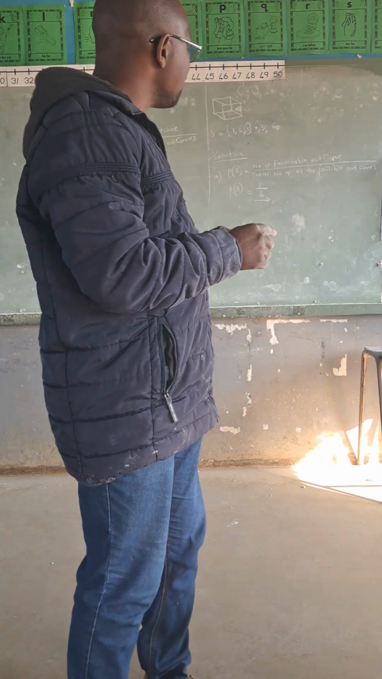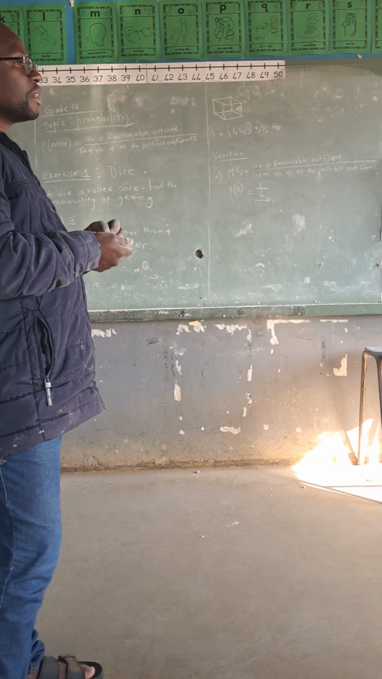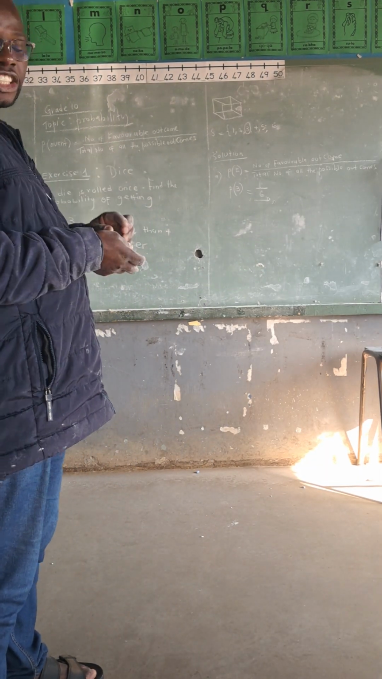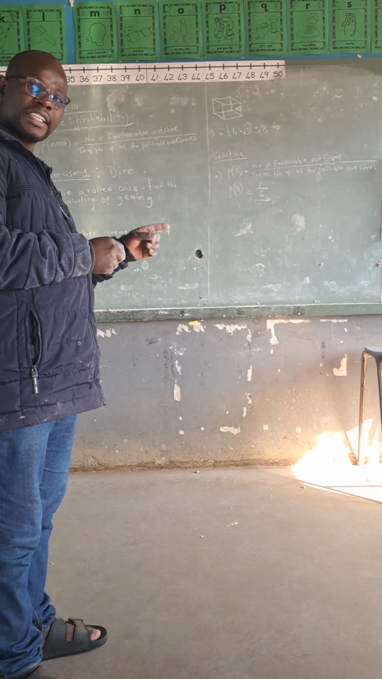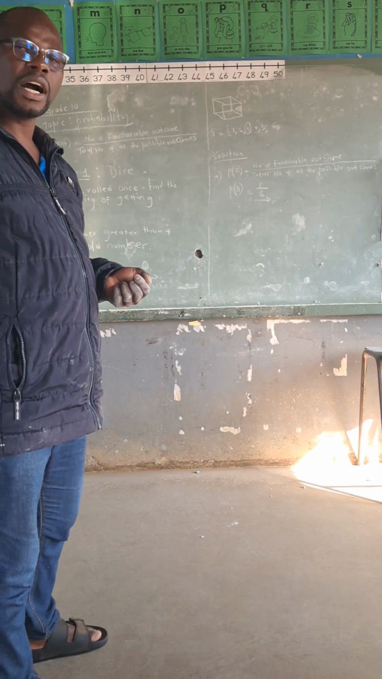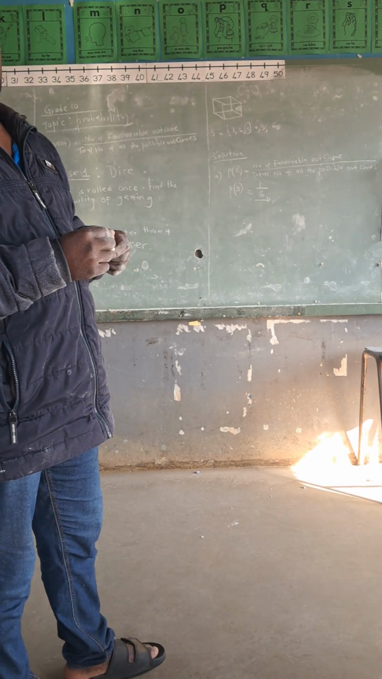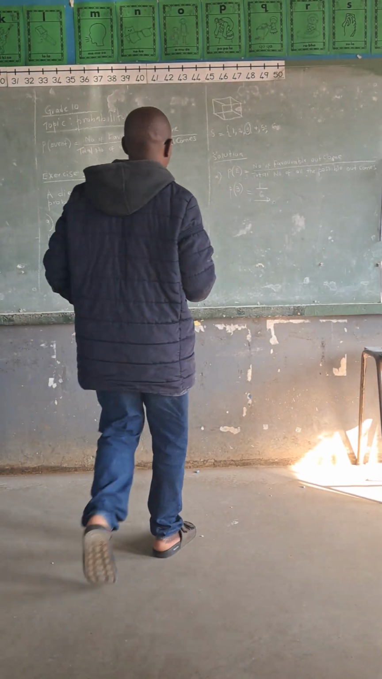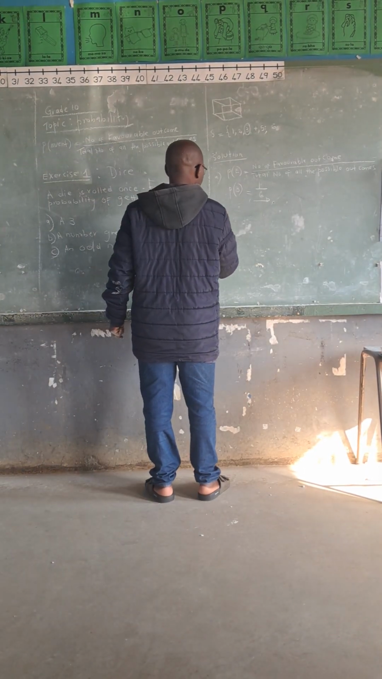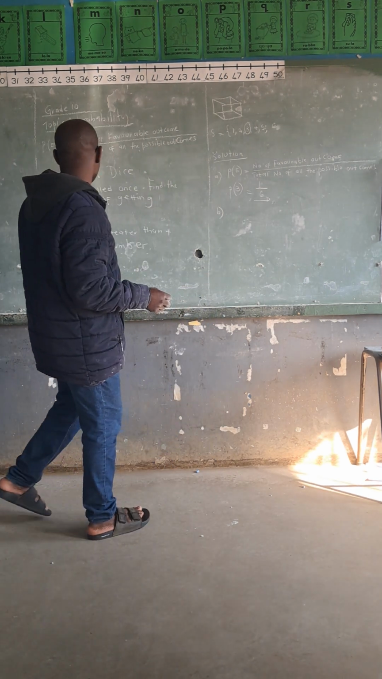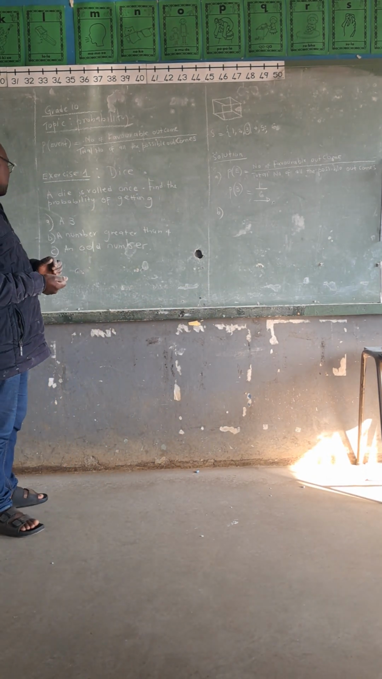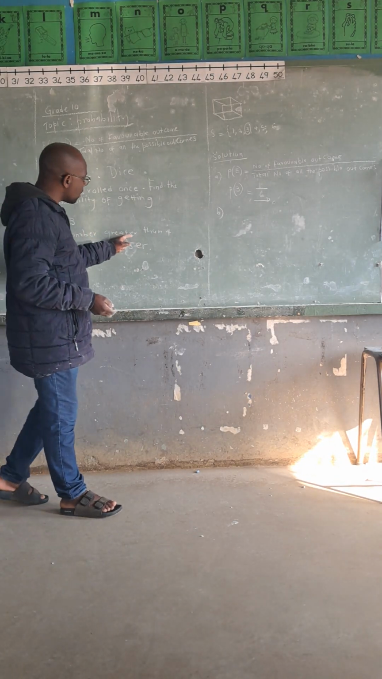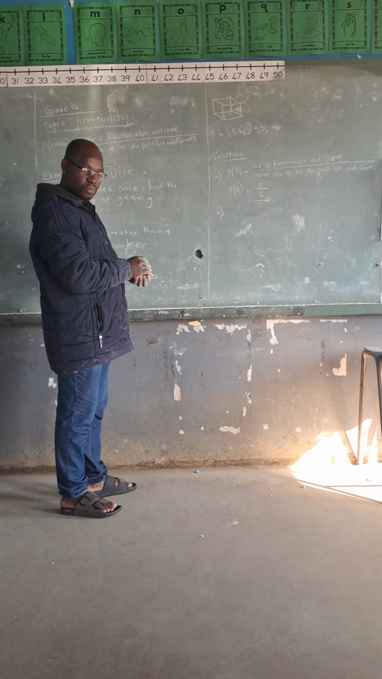Now, you can leave your answer in a fraction, or you can leave your answer in a decimal, or you can leave your answer in a percentage. Question B. Find the probability of getting a number greater than 4.